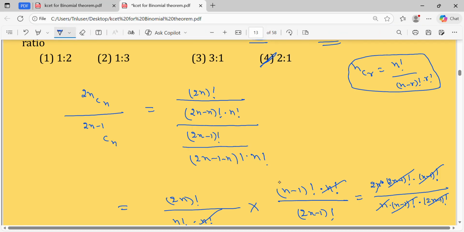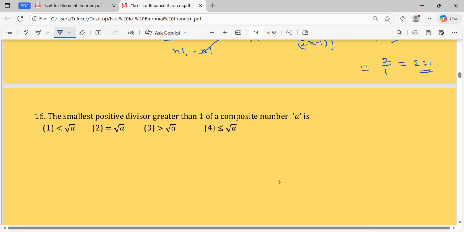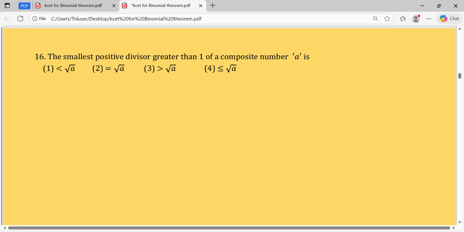So next question. The smallest positive divisor greater than 1 of a composite number a is less than or equal to root a.